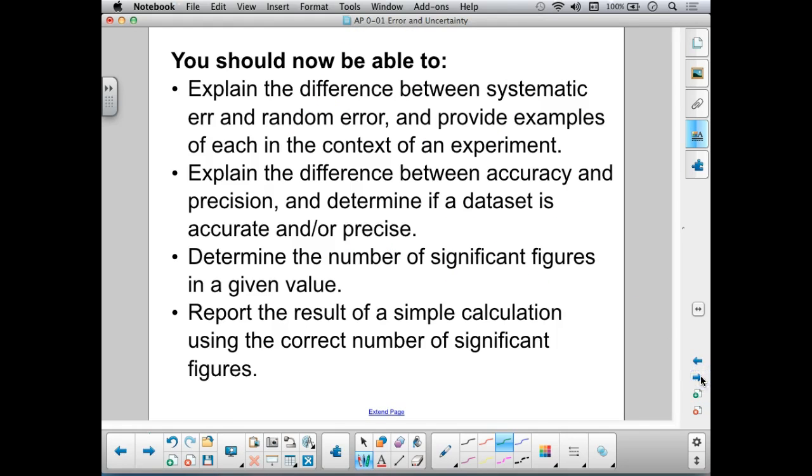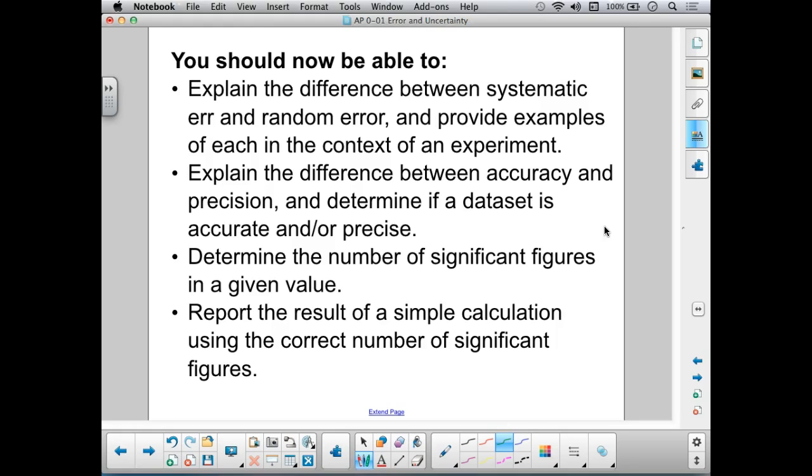So right now, do a quick check with yourself. You should be able to explain the difference between systematic error and random error and provide examples of each in the context of an experiment. So if I give you some sort of experiment, or you can even make up your own experiment of something you're trying to measure, can you tell me what might be a systematic error and what might be a random error? Explain the difference between accuracy and precision, and determine if a data set is accurate or precise. So if I give you a set of numbers and they're really close to each other, you might want to say those are precise. And if they're really far apart from each other, all over the place, maybe that's not so precise, for example.